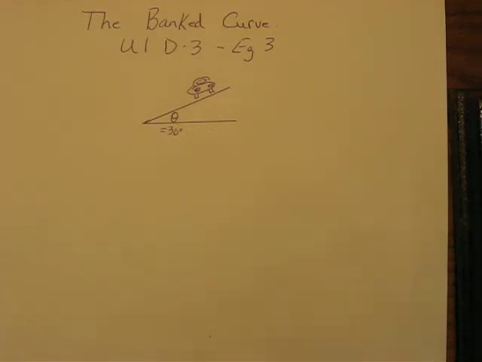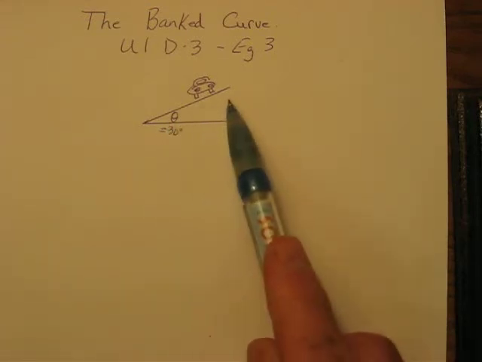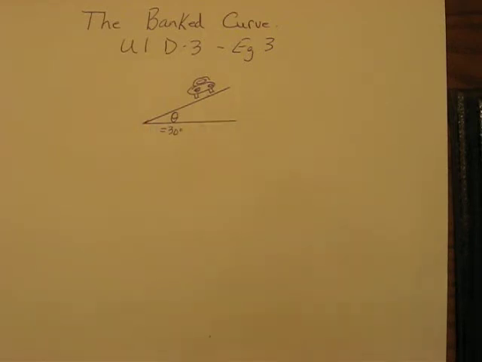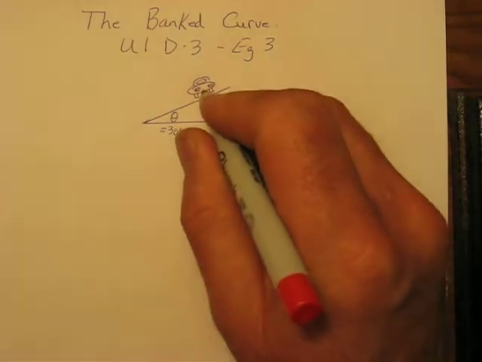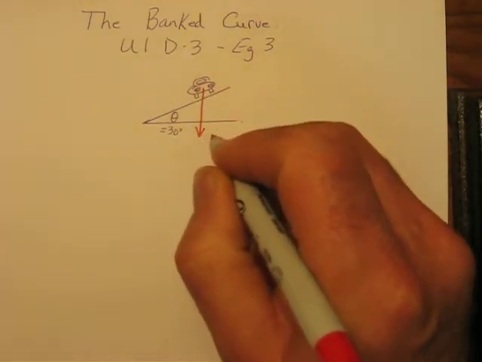I've shown you a free body diagram of a car on a bank curve. You're looking at the end view of the car. It's almost as if we've taken a slice out of the highway and you're showing the end view. So let's draw the forces that exist on the car. Of course, there's gravity. Gravity down.